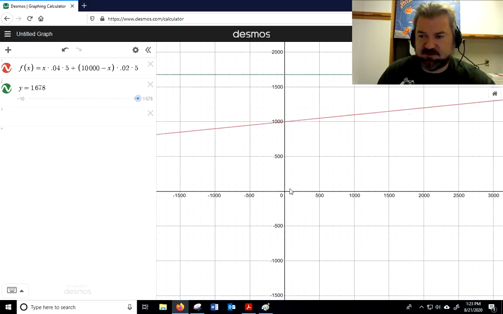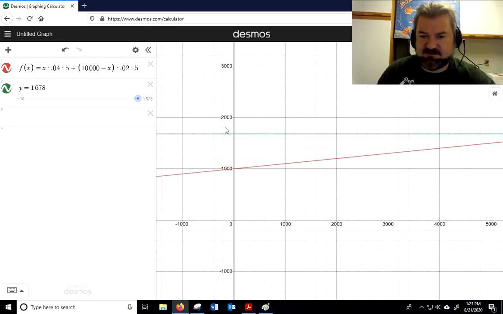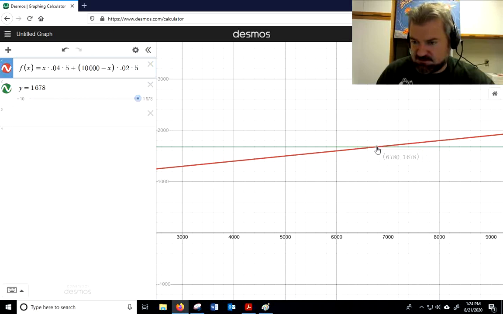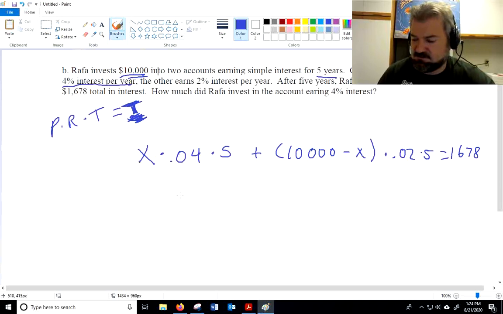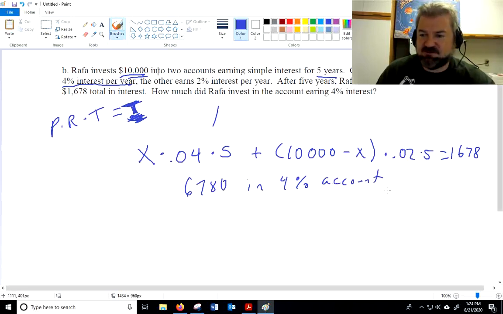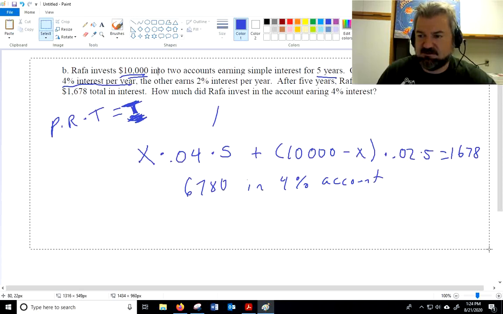All right, so now that I got that, let's take a look at it. Just zooming out here till I find the line. There they are. I knew it had to be up there somewhere because that line's way up high, right? Okay, and this better be a number in between 10,000 and 0. 6,780 will give them that amount of money. So that's the answer, 6780 in the account I called x, which is the 4% account. And that's the same answer we get if we did the algebra, but you probably need a calculator for each part of those steps as well, because those are pretty yucky numbers.